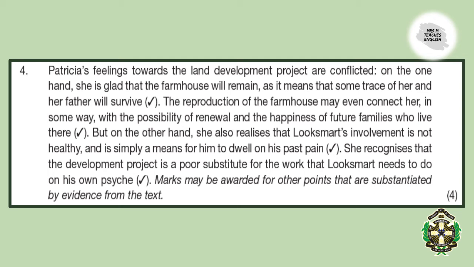The symbolism of the new housing development cannot be emphasized enough. The farmhouse is being preserved, which means that Patricia's mark, her father's mark on the land, is indelible. It also means that Looksmart's ties to Dwaleni can never be loosened. Patricia is certain that this is not a good thing. She realizes that clinging to the terrible memories of the past will not allow Looksmart to move on, to heal, to reach fulfillment, and most importantly, to find peace.